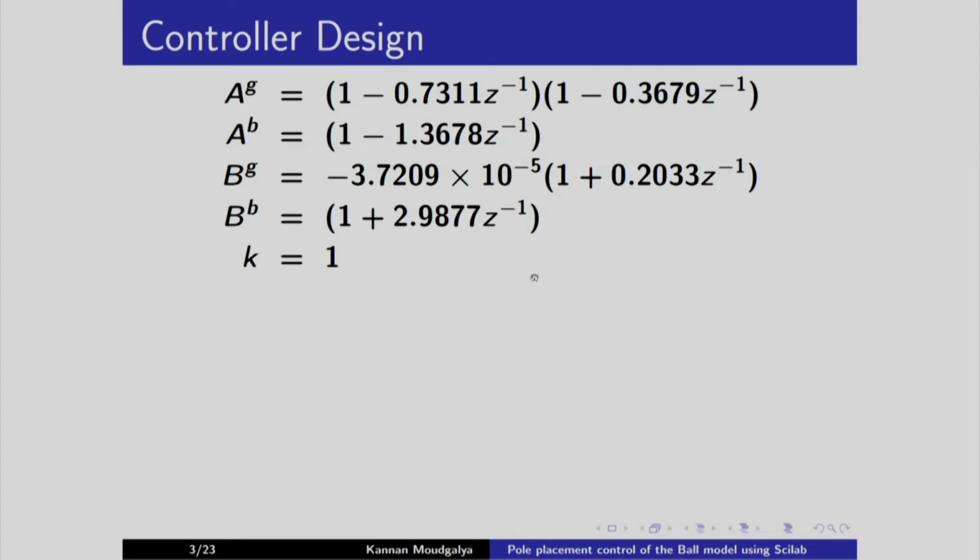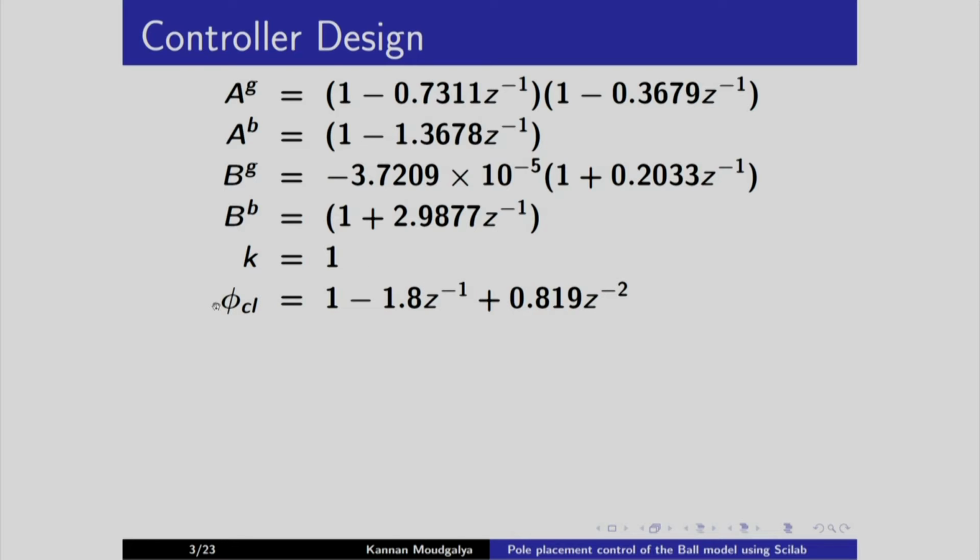Let us recall the good and bad portions of the plant. I want you to remember that we have a bad 0 here and we expect some poor performance because of this. We also have k equals 1.